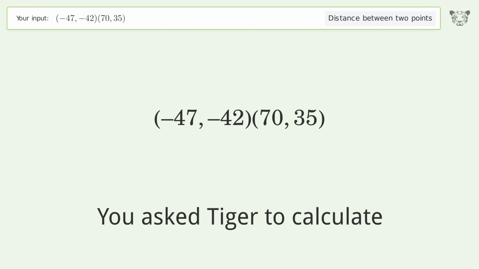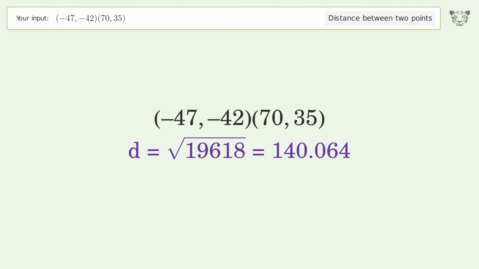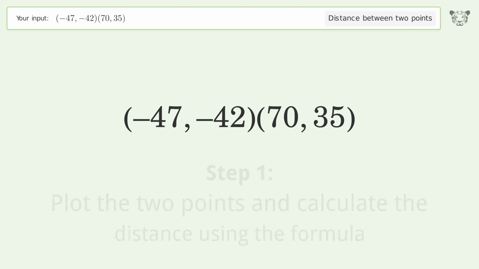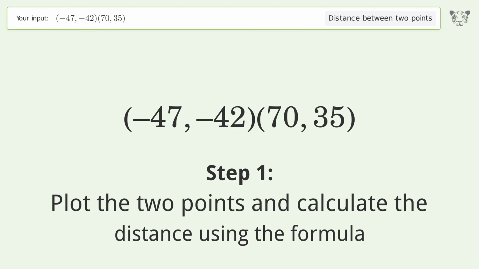You ask Tiger to calculate. This deals with the distance between 2 points. The distance between the 2 points is the square root of 19,618, or 140.064. Let's solve it step by step. Plot the 2 points and calculate the distance using the formula.